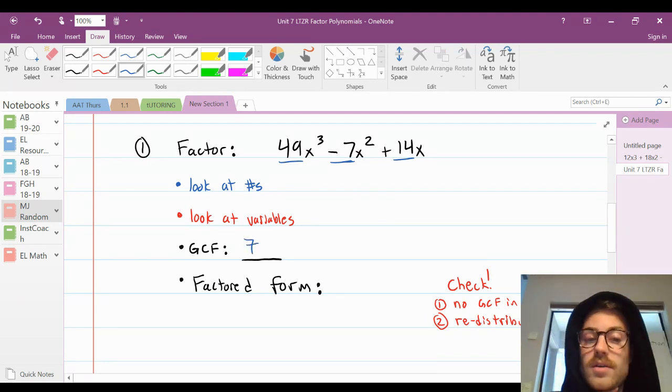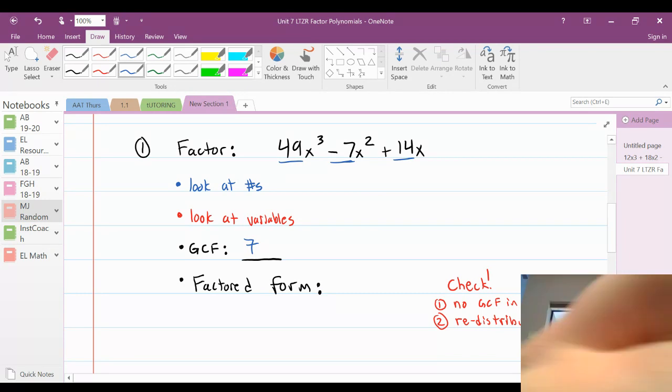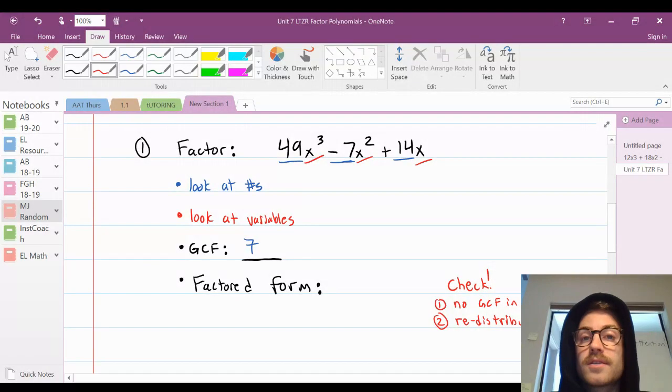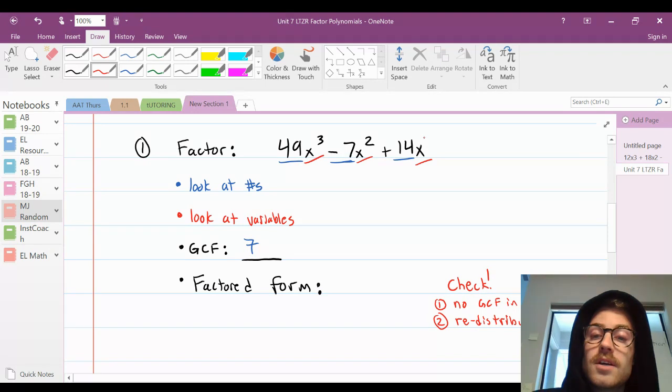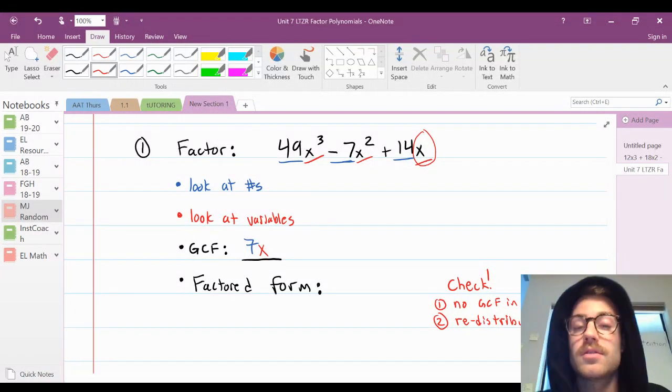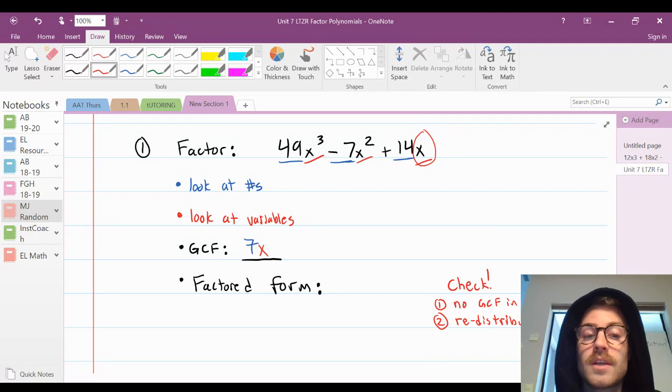Then we look at the variables, x to the third, x squared, and x. The largest amount of x's that I could pull out of all three of them is not x cubed, because the second term and third term do not have x squared or x cubed to give. However, all of them have at least one x to give, so that is part of my greatest common factor. I cannot take out x cubed or x squared because the third term does not have more than the x to give. So, the greatest common factor in all three terms, what they all have in common, is 7x.